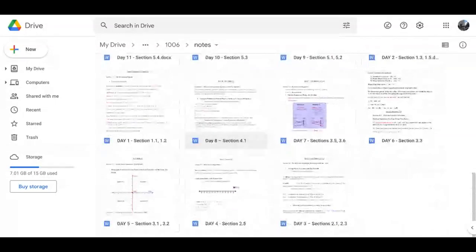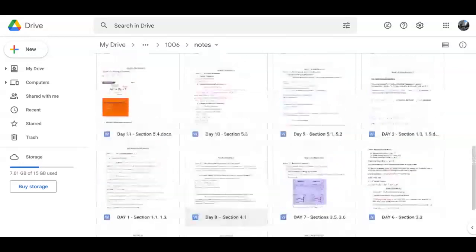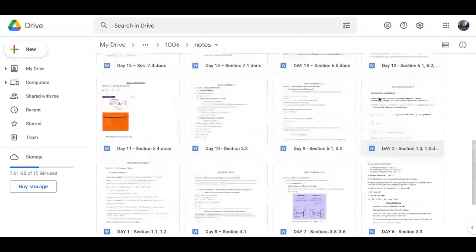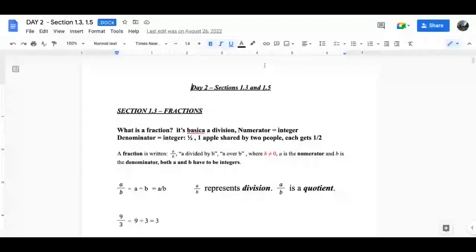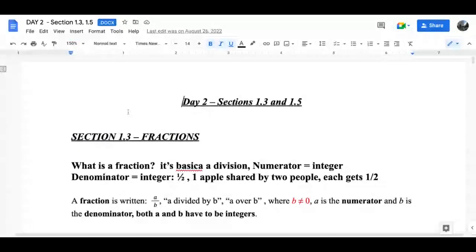Okay, let me find the day 2 first. That's day 1. Day 2 is here. Oh, I need to change the screen sharing. Day 2 is this one. All right.